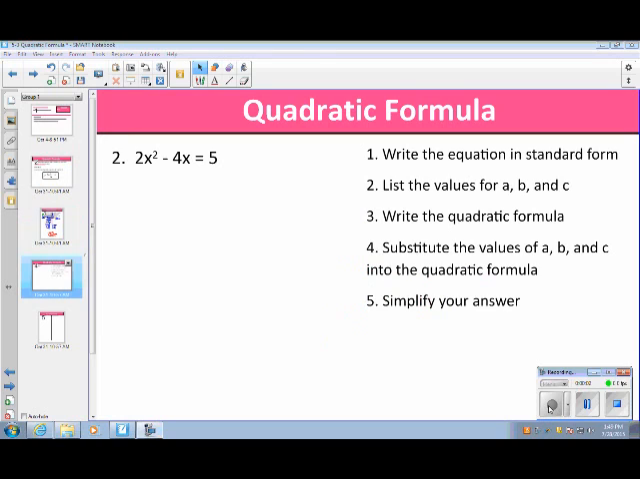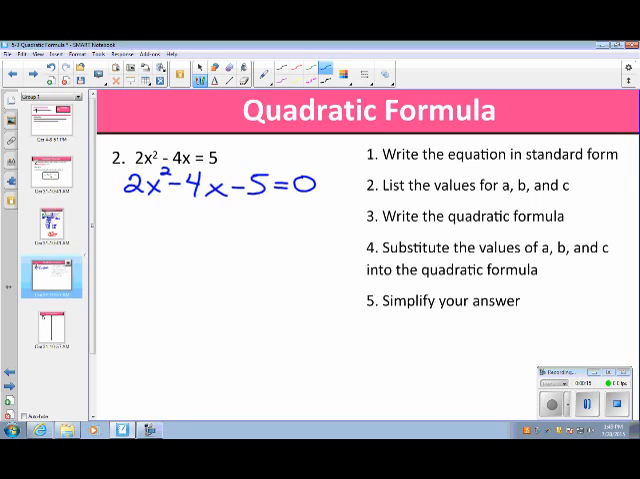Now we're going to move on to example number 2. If you take a look, this one is actually not in standard form, so that's going to be my first step. I'm going to place this quadratic equation into standard form by setting it equal to 0. Step 1. List the values for a, b, and c. So in this case, we're giving you an example where the a value is actually greater than 1. It's 2. B is negative 4. And c is negative 5.